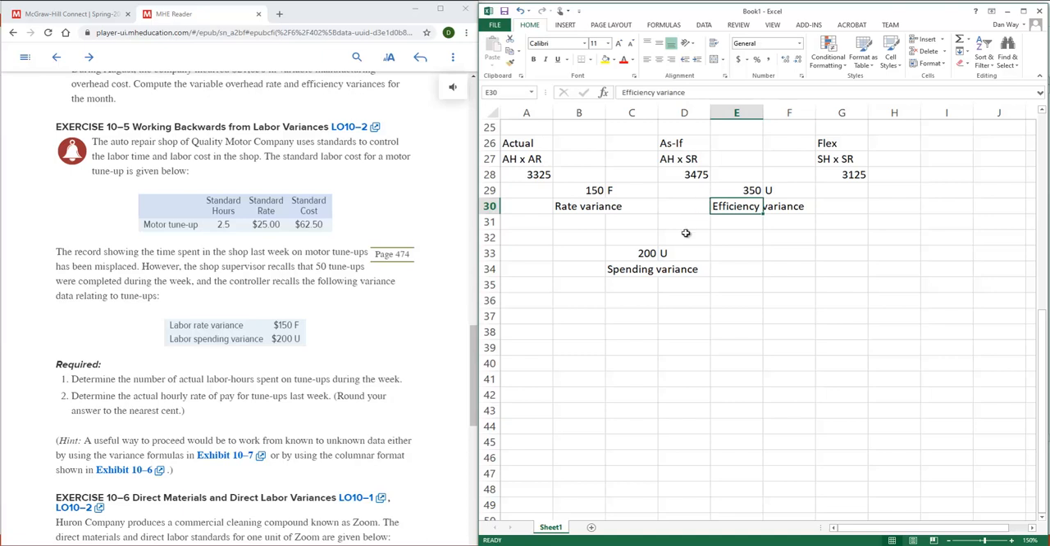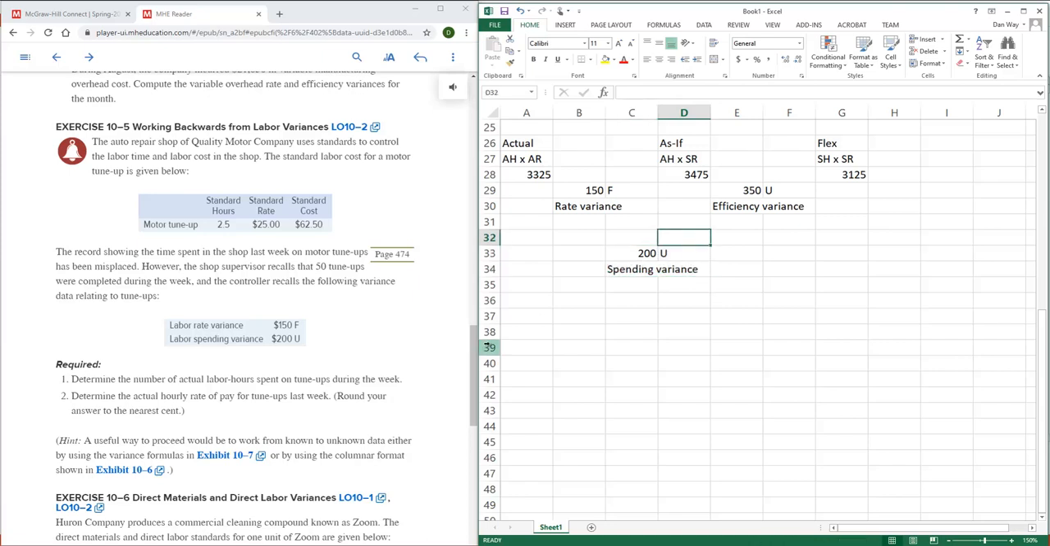We also could have found that by determining the difference between the overall spending variance and that favorable rate variance. Because remember, these two variances have to net out to equal our spending variance. And we can see that here: 350 unfavorable, 150 favorable, the net is 200 unfavorable.